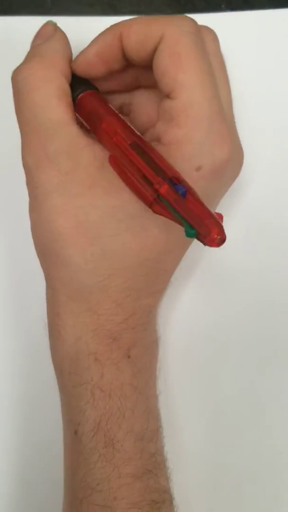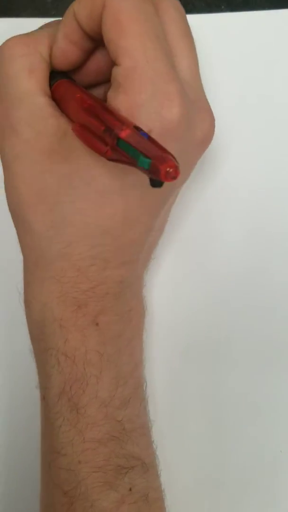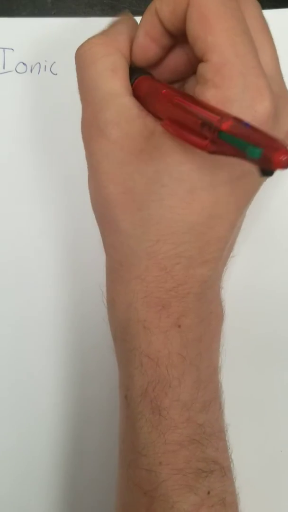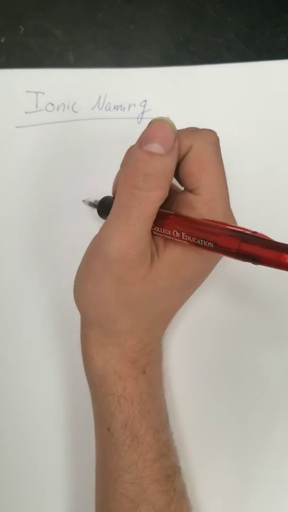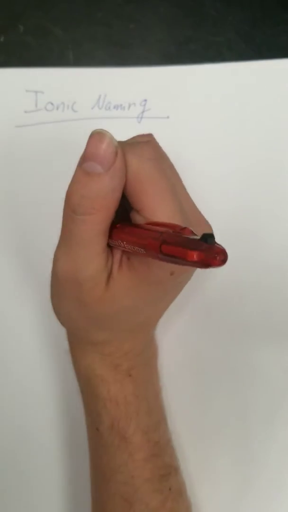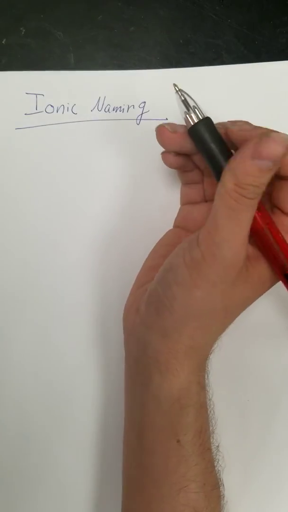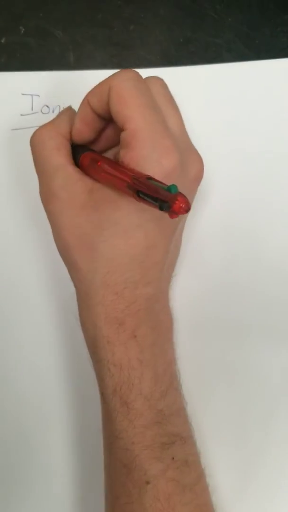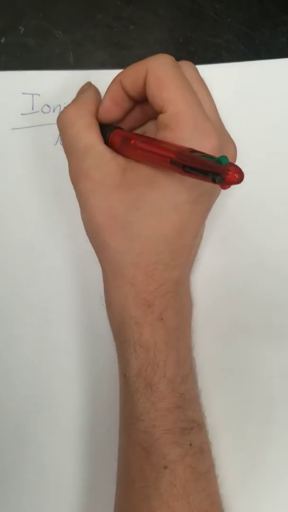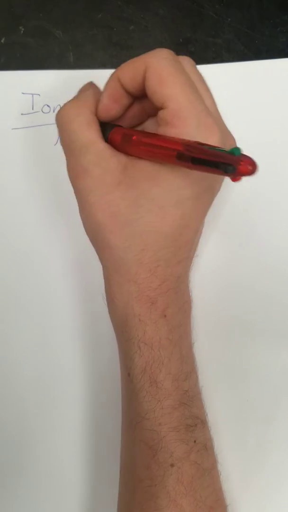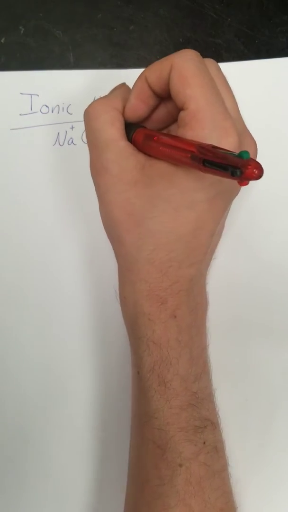Okay, in this video, I'm going to show you guys how to do ionic naming. So first off, an ionic compound is any compound that has a positive and a negative ion associated to it. One example that people typically use is NaCl. Sodium is a positive ion. Chlorine would be your negative ion here.